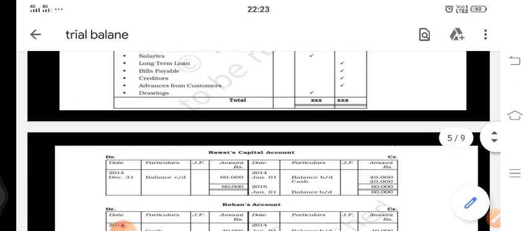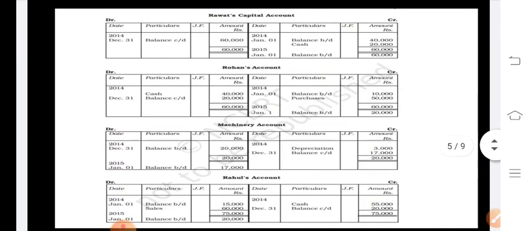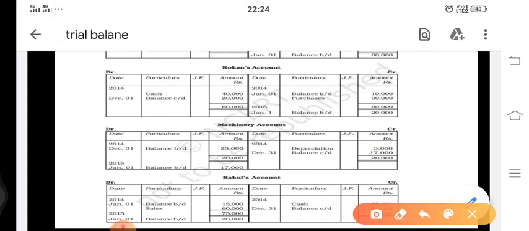The next point here you can see is Rohan's account. Now in Rohan's account, balance brought down, in bracket it is given purchases. That means we have purchased goods from Rohan for 10,000 and 50,000. So the total is coming to 60,000. We have also paid Rohan 40,000. Here you can see at the debit side we have written cash 40,000. That means we have paid rupees 40,000 to Rohan.